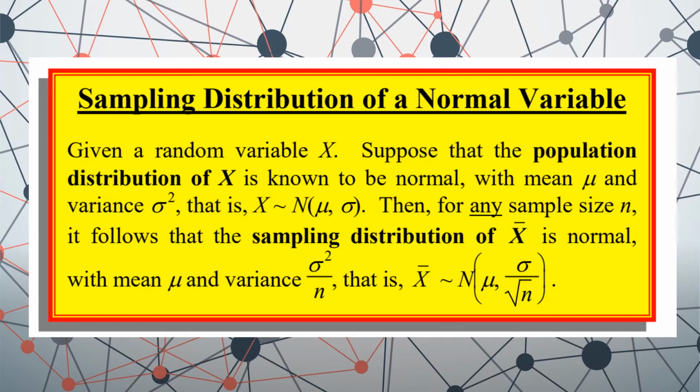If the original population is from any distribution, it need not be normal, it need not be continuous, it need not be discrete. If it is any distribution, but if n is large, then the sampling distribution will be approximately normal with mean mu, standard deviation sigma by square root of n. This is what the central limit theorem says.